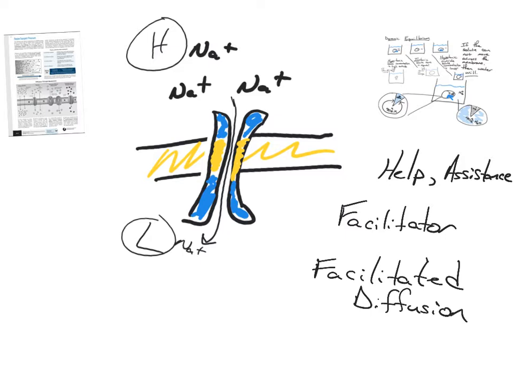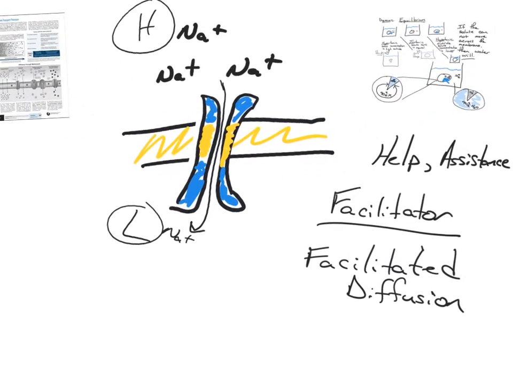So it's diffusion that gets help by a protein, right? Yeah, usually a protein, correct. So it's facilitated diffusion. Diffusion is still going from high to low, but it's getting help. So we call it facilitated diffusion. Everybody okay with that? All right. So that's facilitated diffusion.